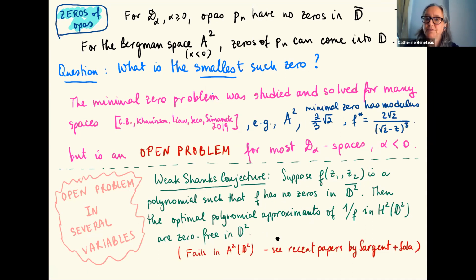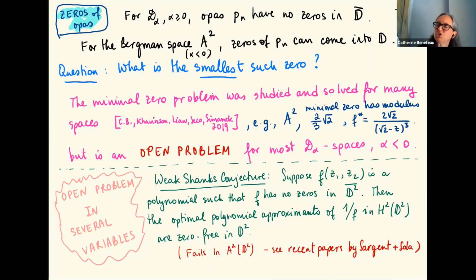That's not known, okay? This fails in the Bergman space of the bidisk, and Meredith and Alan have an example, and they have a lot of examples in computations and some interesting questions related to orthonormal polynomials. So that's one kind of open problem that's still out there.